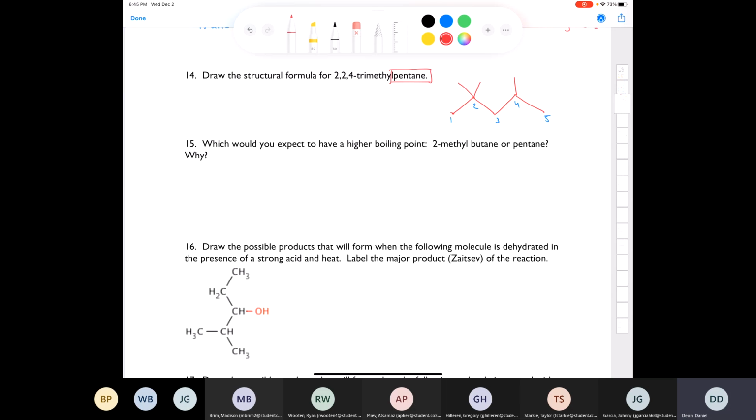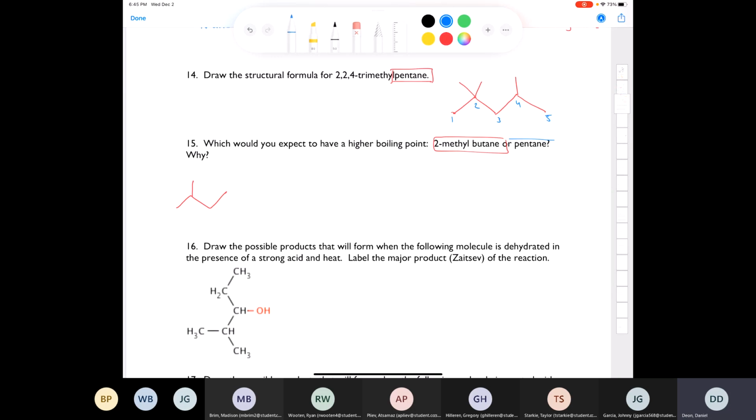Number 15 asks, which would you expect to have a higher boiling point? 2-methylbutane. So let's start by drawing that. 2-methylbutane, which is 1, 2, 3, 4 for a butane. Then on carbon 2, we'll put a methyl, or pentane, which is just this 1, 2, 3, 4, 5. They both have the same molecular formula, right? Both are C5H12. They're both saturated hydrocarbons. Can anybody tell me which one would have a higher boiling point?